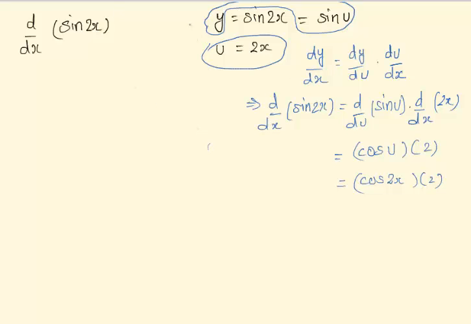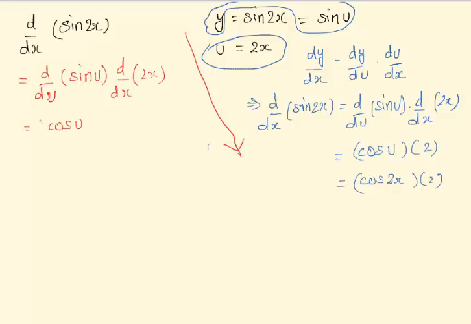So let's try to repeat these steps for quick calculation here. So we'll have here d by dx of sin 2x can be written as d by du of sin u, where u is equal to 2x, into d by dx of 2x. Then d by du of sin u is cos u, and d by dx of 2x is 2. You can back substitute, u is equal to 2x, and the answer is 2 cos 2x.